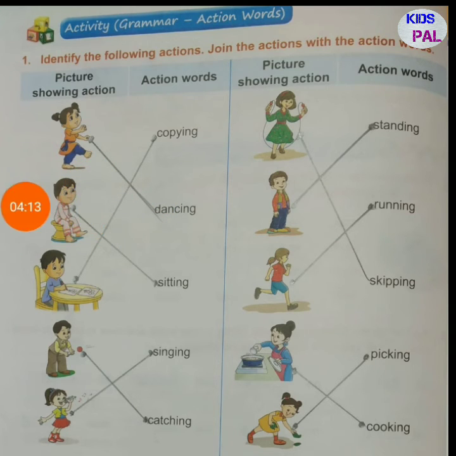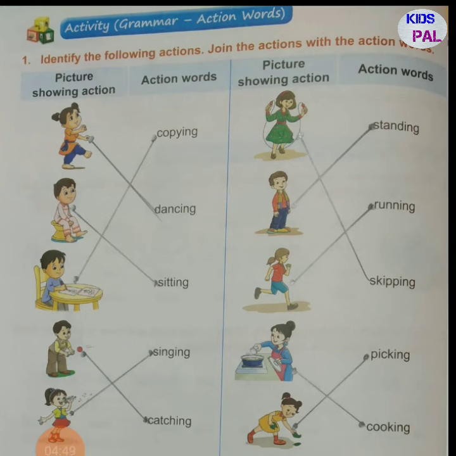What is this girl doing? This girl is dancing. Search where is the word dancing here? Here, second word. So match it. Dancing. This boy is sitting. Join this one. Sitting. What is this boy doing? He is copying. So match this. Copying. What is this boy doing? He is catching the ball. See, the word catching is here. So match here.